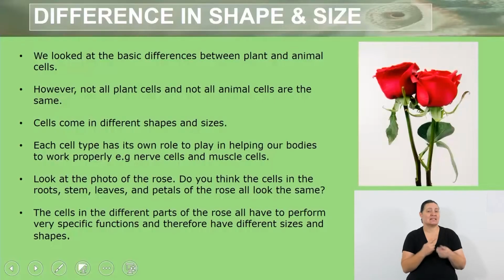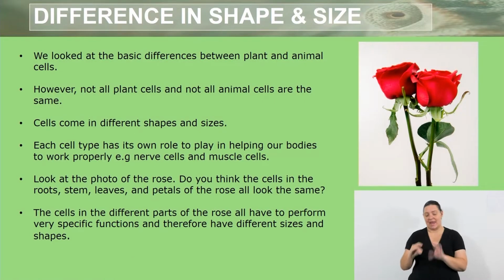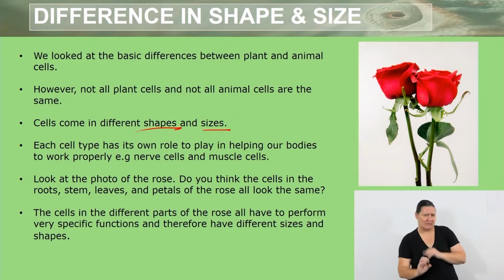Welcome back. So now we are going to look at the first concept of our lesson, which is the different shapes and sizes of cells. We have looked at the basic difference between a plant and an animal cell. However, not all plant cells and not all animal cells are the same. Cells come in different shapes and sizes. Each cell type has its own role to play in helping our bodies to work properly.